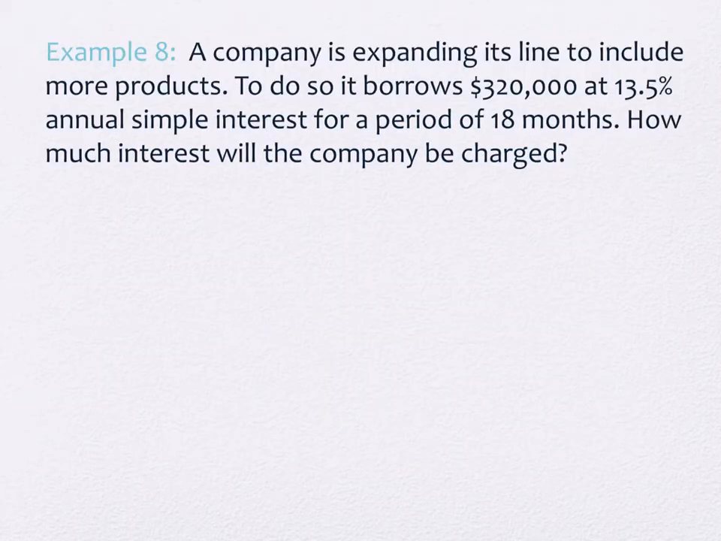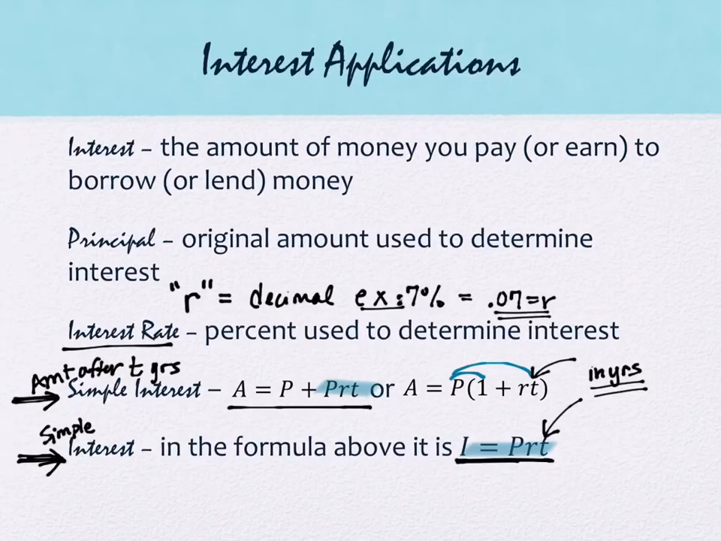All right, so they're borrowing it for 18 months. The question is, how much interest will the company be charged? It's only asking about the interest, right? So since it's only asking about the interest, which of these equations down here at the bottom am I going to want to use to just find the interest?